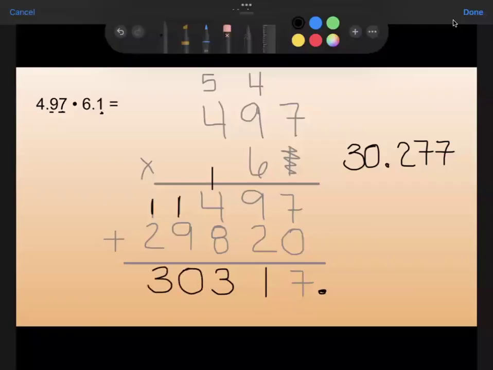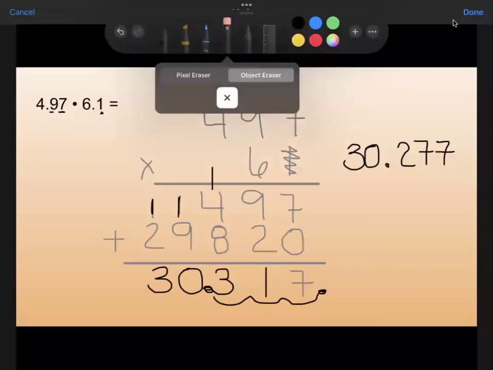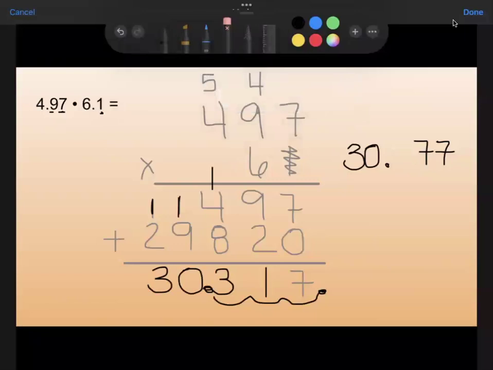So I added those partial products incorrectly. But I would still move it 3 spaces to the left, and it would still be in between the 30 and the 317. So I'm going to erase these and change this answer to 30.317.